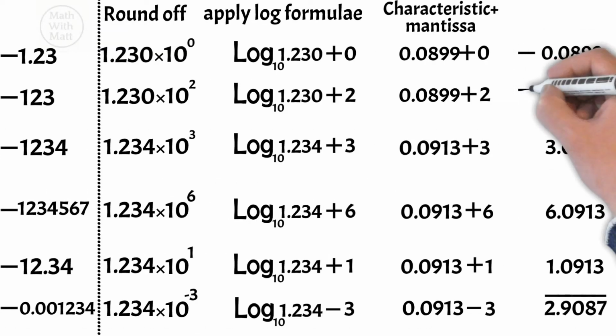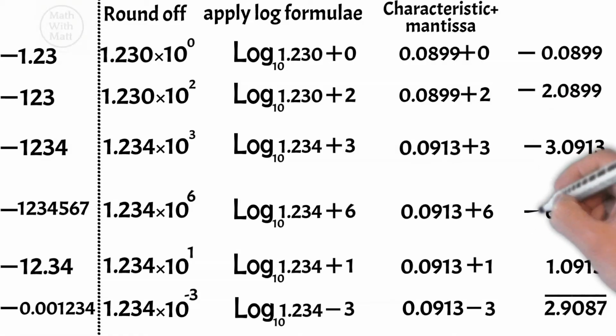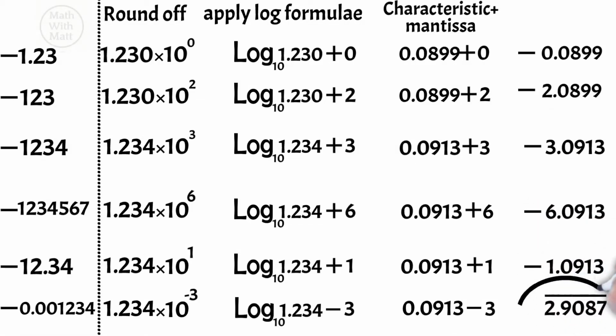So now we make the answers negative. Notice the final answer, the log of 0.001234. We added the bar over 2.9087 to indicate that this is a number smaller than 1. And this is why we add the bar, because we want to avoid confusion, whether the number is negative because it is a negative number, or is it a number smaller than 1. Hence, we always represent the answer to log of a number smaller than 1 with a bar.